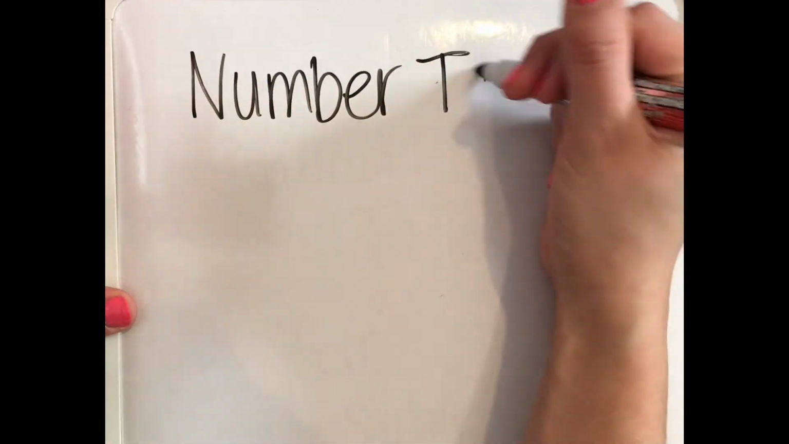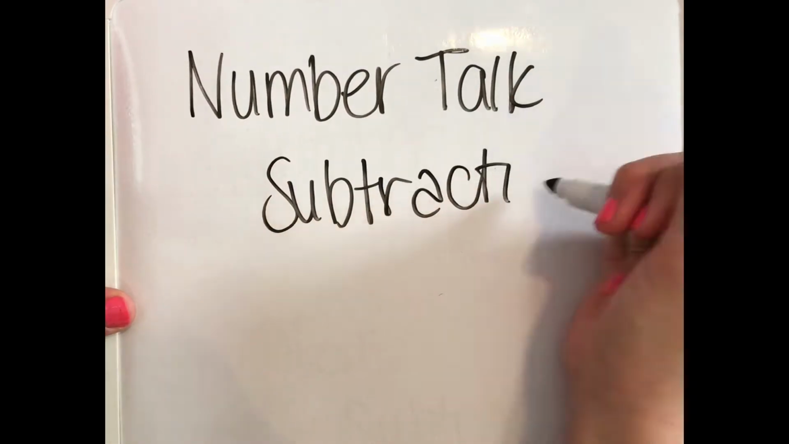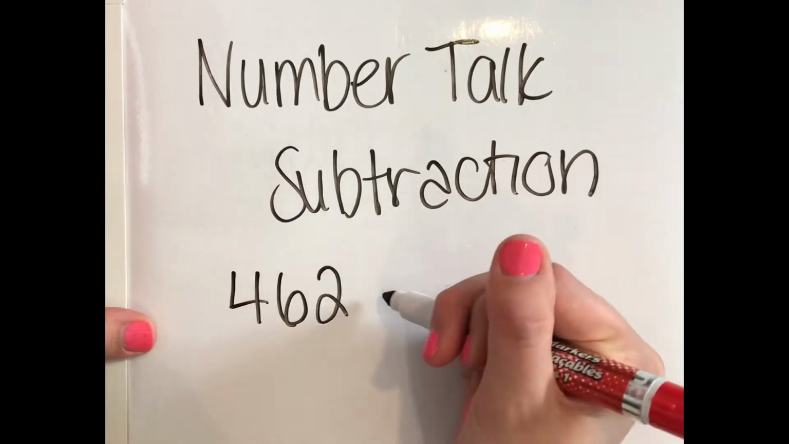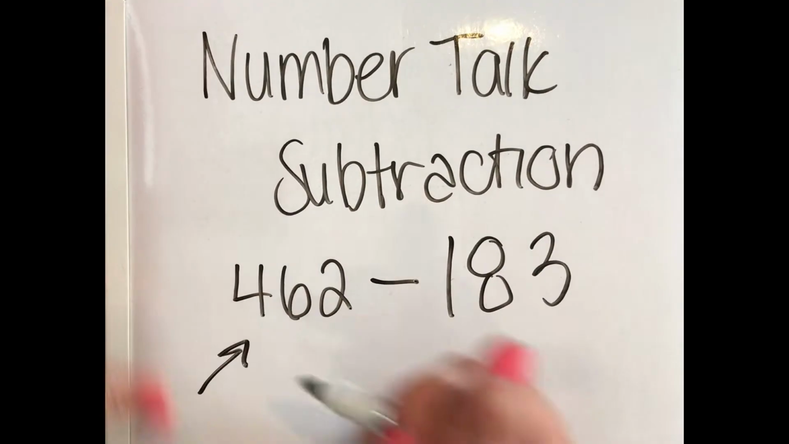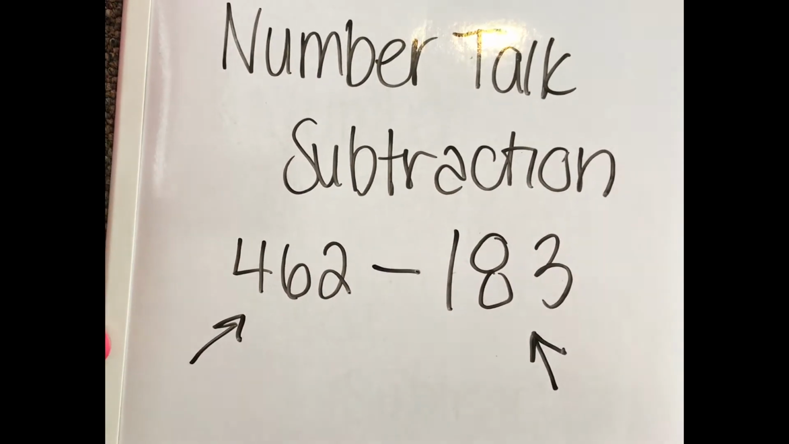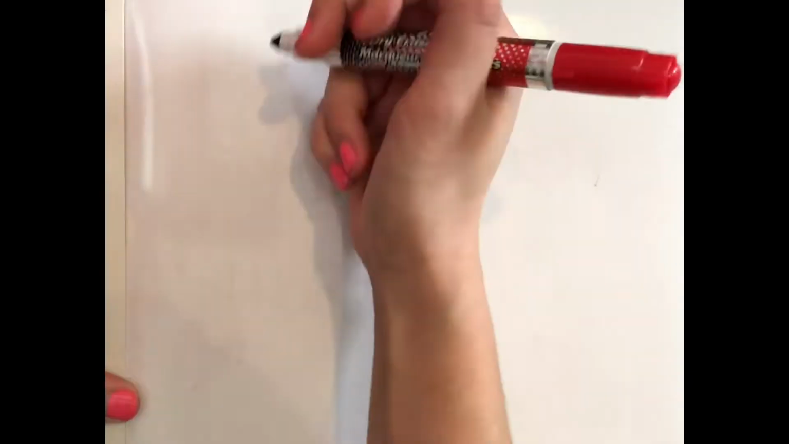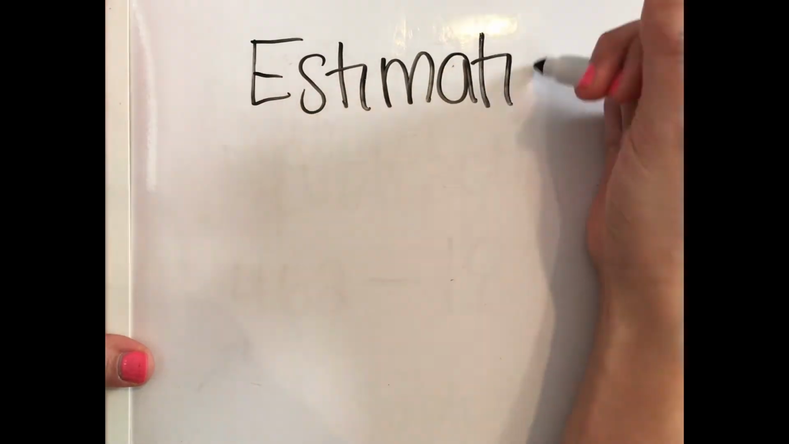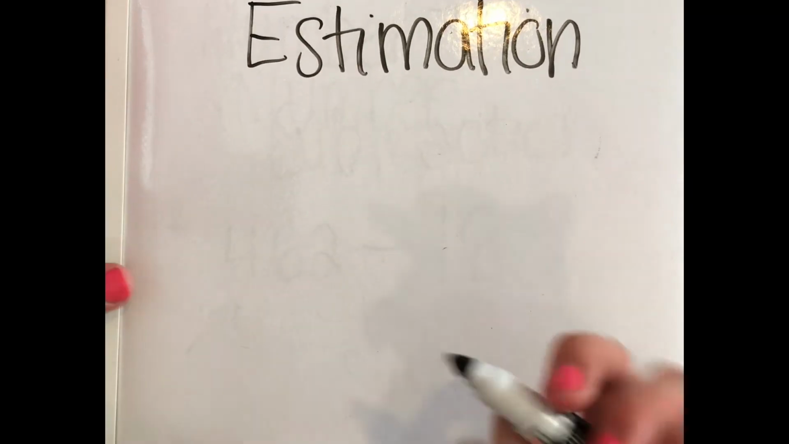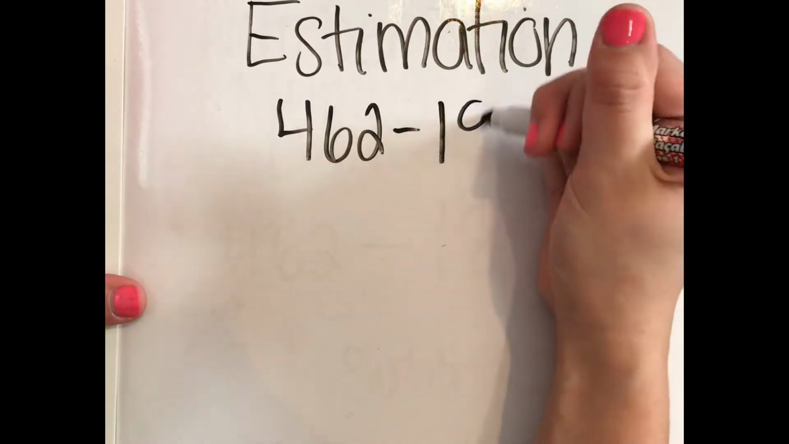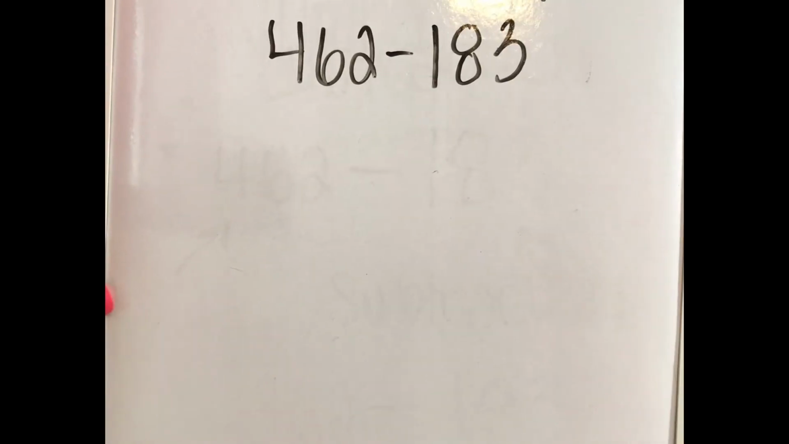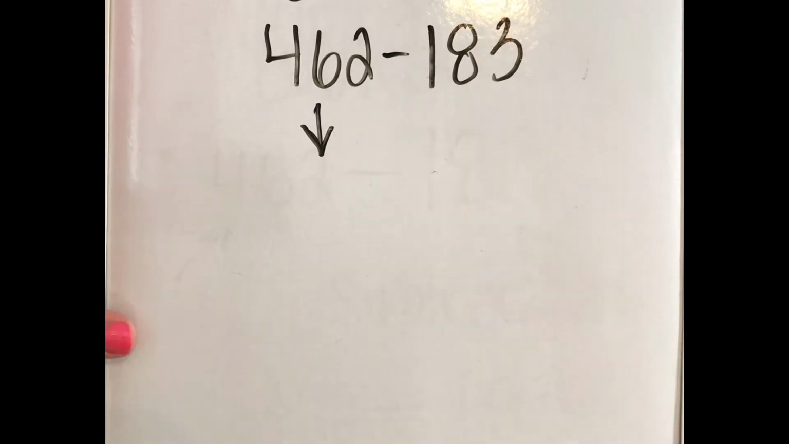Okay, we are going to do a number talk on subtraction today, using the minuend 462, subtract the subtrahend 183. First off, we are going to use some estimation. Estimation helps when working with larger 3-digit numbers to break them down into friendly numbers that we already know about, and just make them easier to have an idea of what we're looking for.